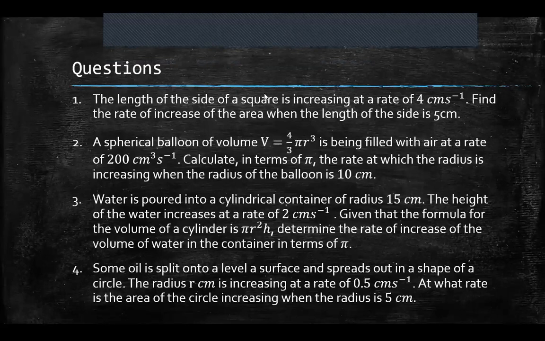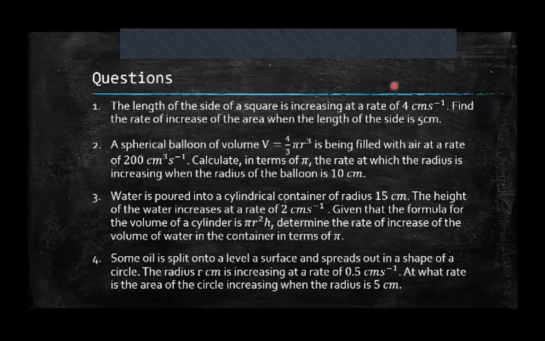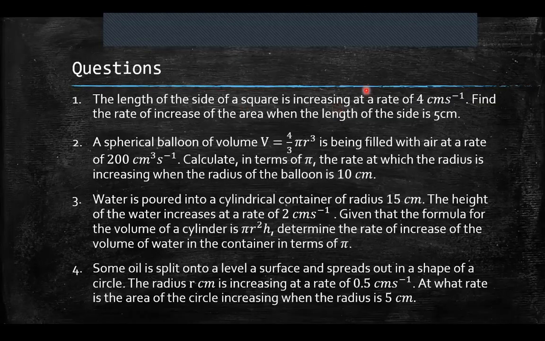The length of the side of a square is increasing at a rate of 4 centimeters per second. Find the rate of increase of the area when the length of this side is 5 centimeters. So just write this down for me and let me know when you're finished. Let me read that one more time. The length of the side of a square is increasing at a rate of 4 centimeters per second.